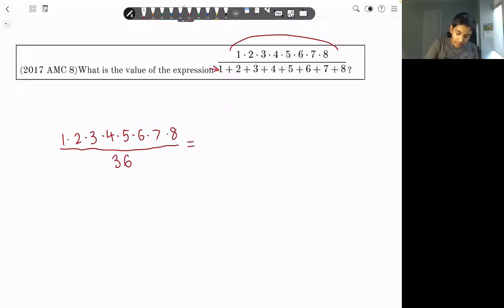And now we can just cancel some terms here. So you can see that 36 cancels with 6 to get 6 here on the top. And now 6 is just equal to 1 times 2 times 3, or 3 factorial. So that cancels out. So we're left with 4 times 5 times 7 times 8, or 20 times 56, which is 1120. Any questions on this problem?